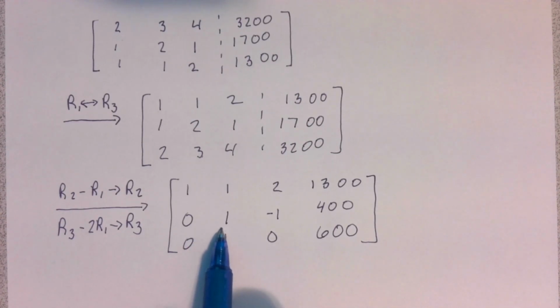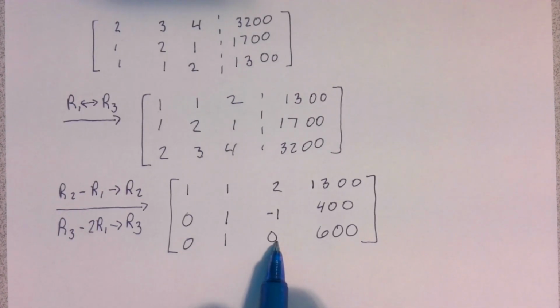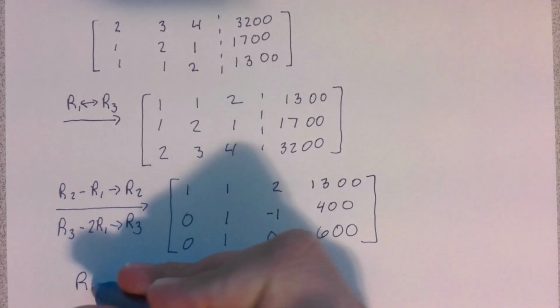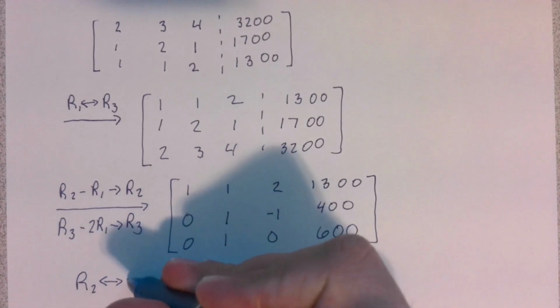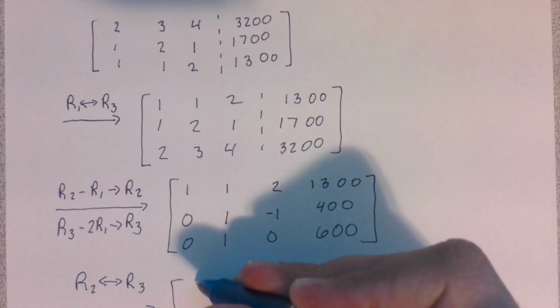Next, I want a 1 in this 2, 2 spot. But I noticed this row is already 0, 1, 0. That's a good row to have. So instead of using this, I'm going to swap row 2 and row 3 now. Because I'll still leave a 1 in the 2, 2 spot.